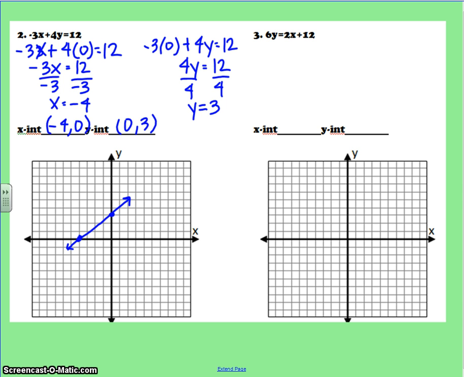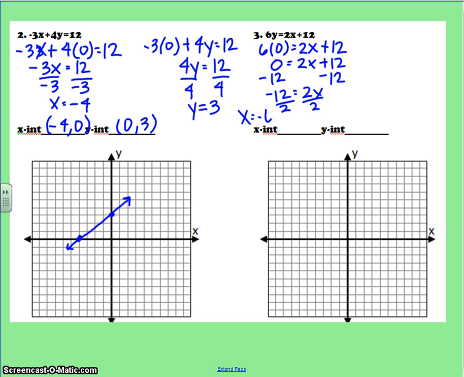Now, when we look at number 3, notice that it's not in standard form like it was in number 2, but we can still use intercepts to go ahead and find our points to make our graph. So again, to find our x-intercept, we plug in 0 for y. 6 times 0 equals 2x plus 12. That's going to give us 0 on the left side of our equation. So we can use our inverse operations to solve our x-intercept, which we will get that x will be equal to negative 6.